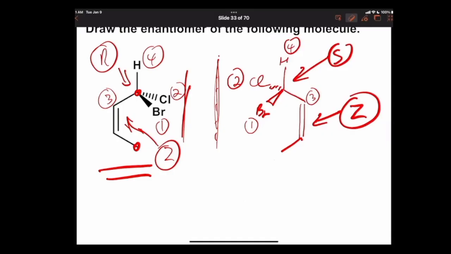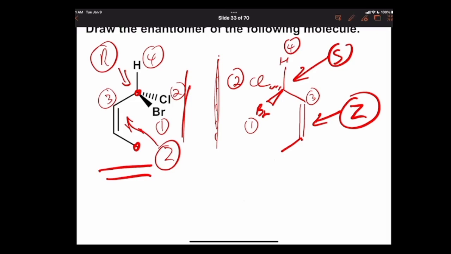The point we're trying to emphasize here: the enantiomer of a molecule only affects asymmetric stereocenters. R will become S, S will become R. Alkenes aren't part of that nomenclature.